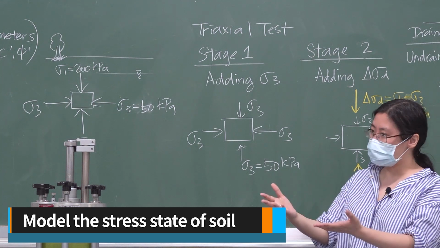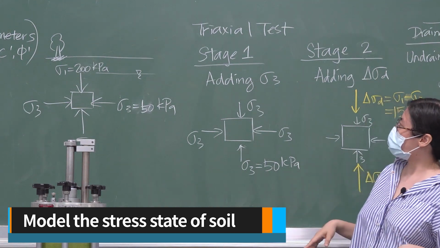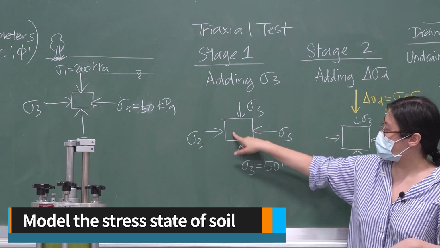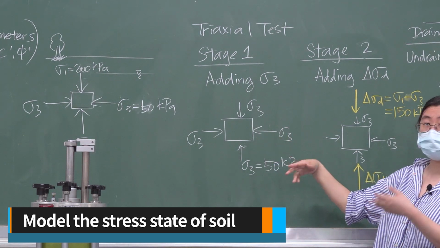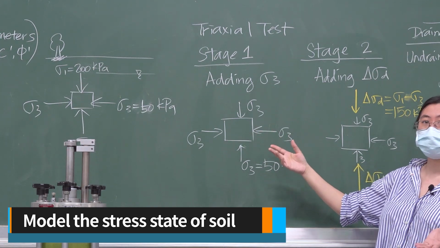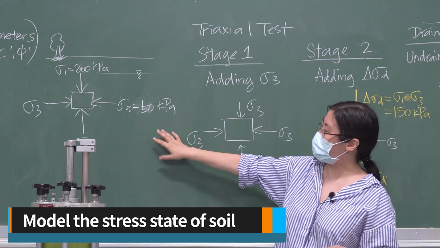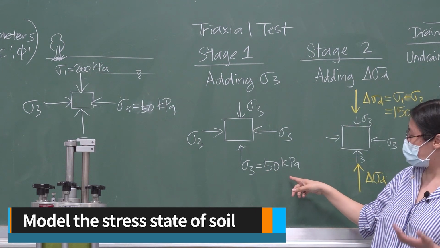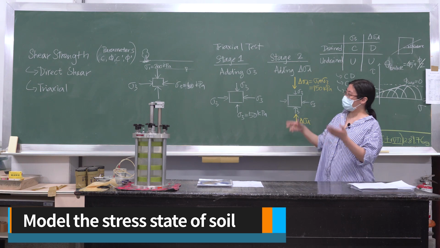In a triaxial test, basically the test is divided into 2 stages. The first stage is the addition of confining pressure. Suppose that this is the soil specimen. During the first stage, we will add the confining stress to the soil. So in all directions, the soil specimen will be subjected to the same stress. Using the example that we have from here, we can, for example, add 50 kilopascal of stress to the soil as the confining stress. So how about the vertical stress?